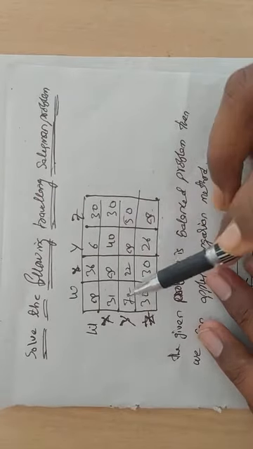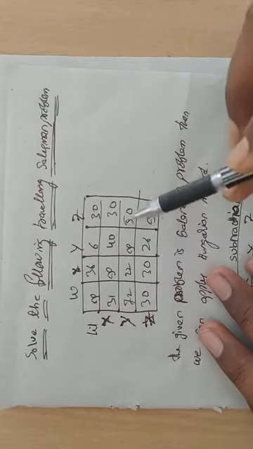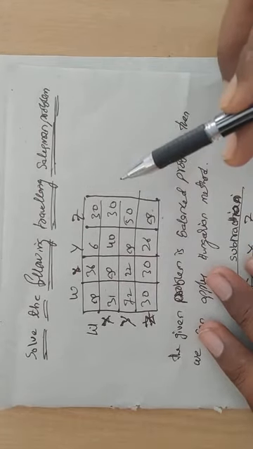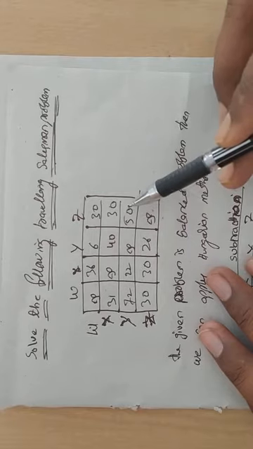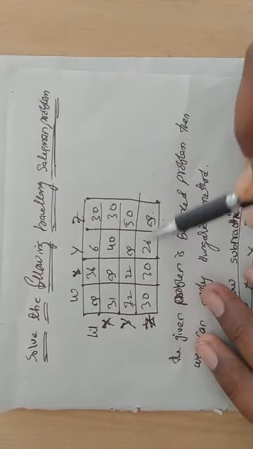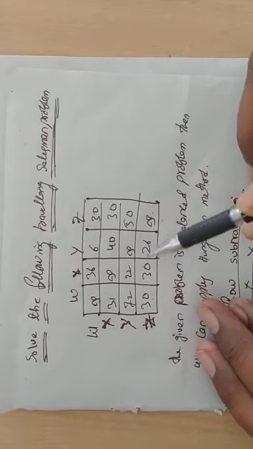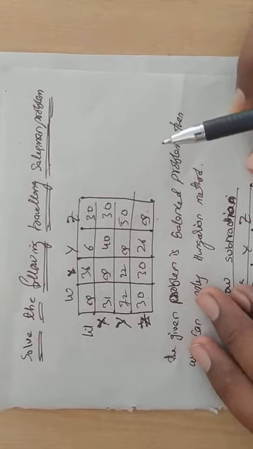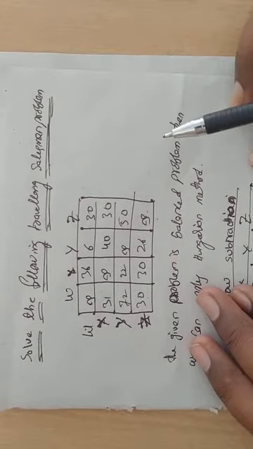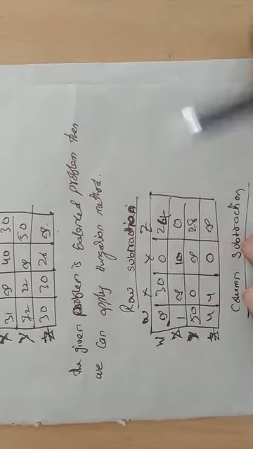30 minus 30, 0. In the third row, 22 is the smallest. 22 minus 22, 0. 50 minus 22, 28. 52 minus 22, 28. Next, the smallest cost element is 26. 30 minus 26, 4. 30 minus 26, 4. So after completion of the row subtraction calculation, we obtain this table. Okay, in this way.